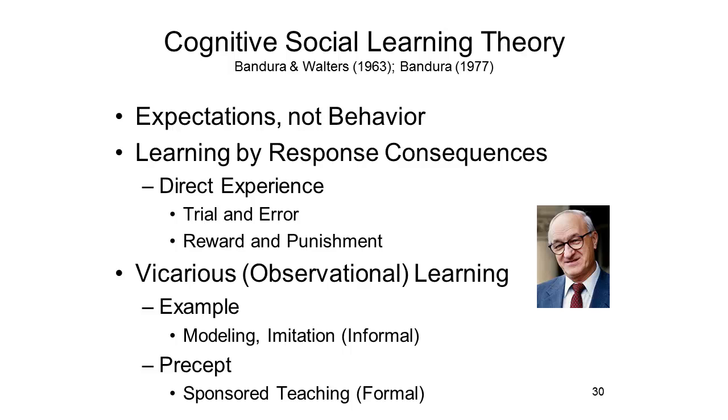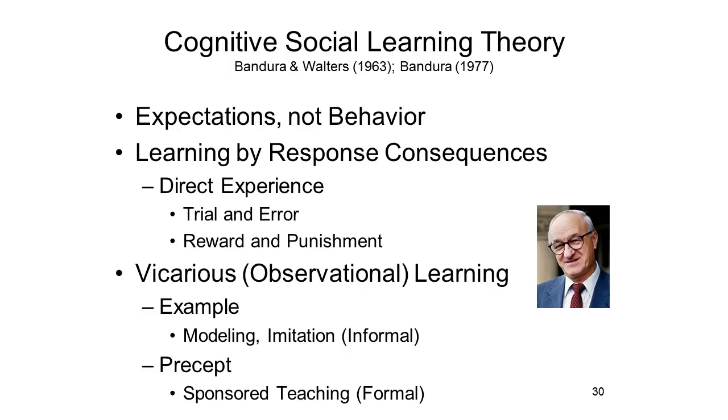Imitation and modeling, by contrast, are examples of vicarious or observational learning, acquiring information by observing another person's actions and what their effects are. And Bandura goes on to distinguish two major categories of vicarious or observational learning: learning through example and learning through precept. Learning through example is modeling. It's imitation. It's where one person takes another person's behavior as a model for his or her own. And it's a very informal process.